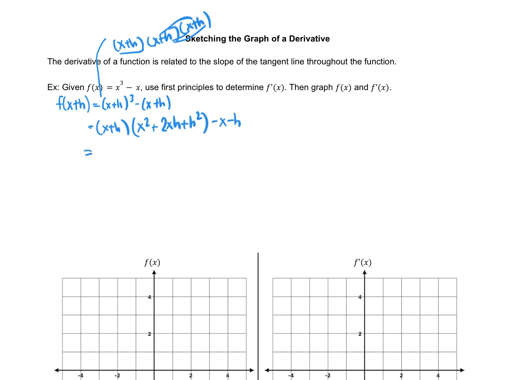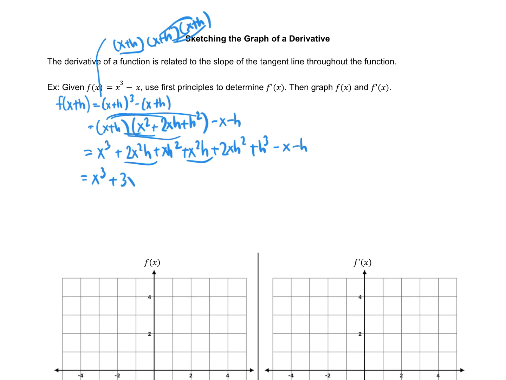And now a final distributive property here, so multiply the x into the entire bracket, so x cubed plus 2x squared h plus xh squared, and then multiply the h in. So plus x squared h plus 2xh squared plus h cubed minus x minus h. And if we look at this, some things do collect. So we'll have x cubed, we have 3x squared h's, and we have 3xh squareds.